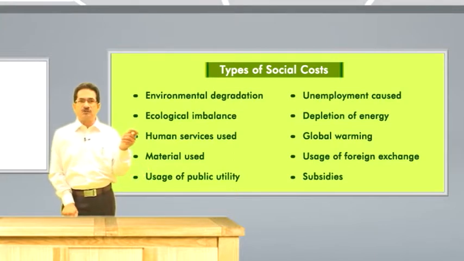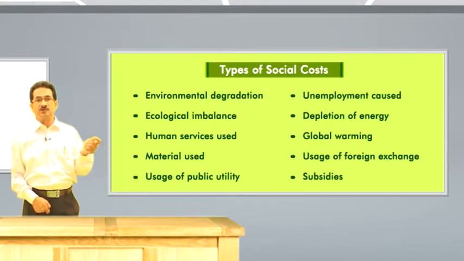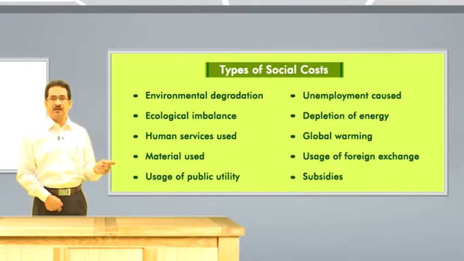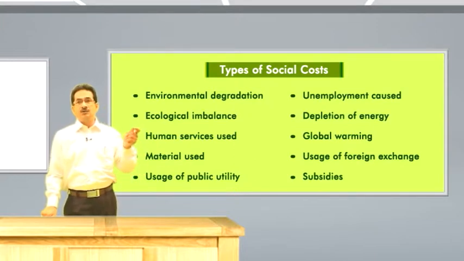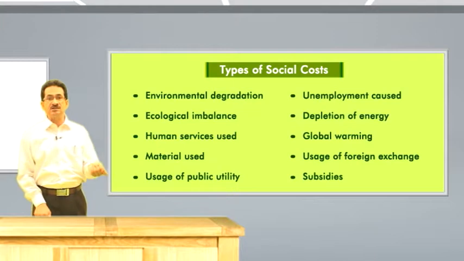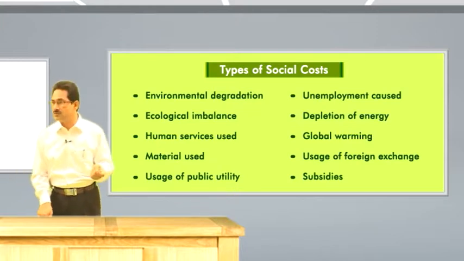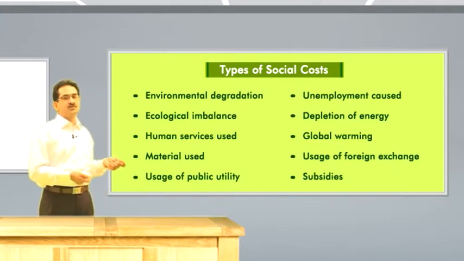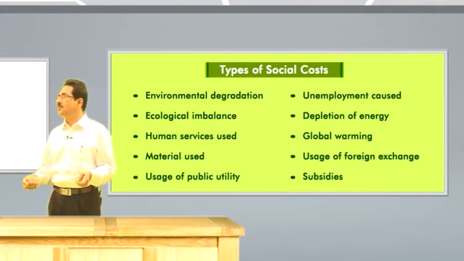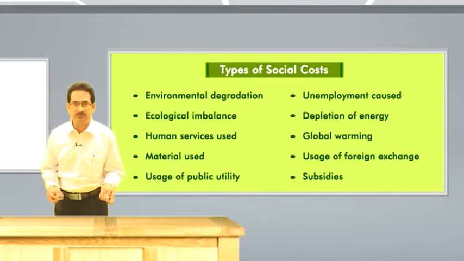Another type of social cost is human service use: migration of labor from farming to industry, occupational diseases, injuries and illness of workforce. The fourth type of social cost is material use: scarcity and price hike of materials for some other application. Whenever there is a big project in a locality, there will always be a scarcity and price hike of those materials which are used by that project as raw materials.